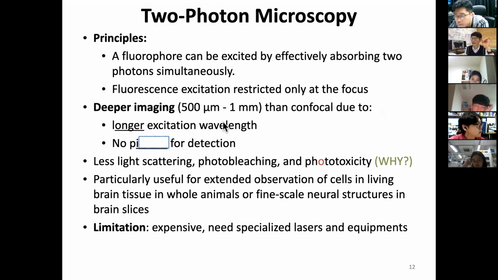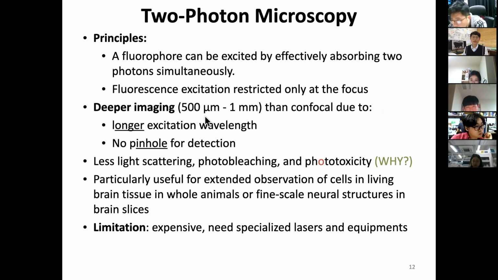So why can two-photon go deeper? You don't need a pinhole. You just collect all the emission photons. So no pinhole for detection. These 2 tricks allow us to actually see deeper inside the brain. And that's why this becomes the workhorse for many neuroscientists who want to use microscopy to understand how neurons and dendrites and synapses are changing, okay?